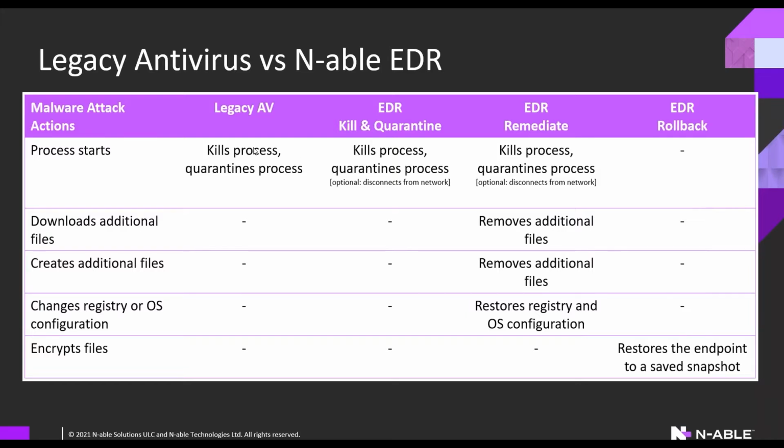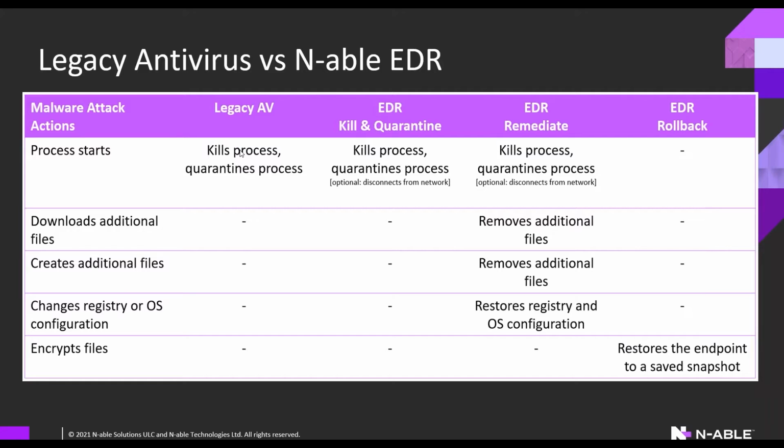With standard AV, something happens, it detects it, it kills the process, quarantines the payload files, and you get a notification. That's it, that's all that happens. That has been traditional AV behavior since we've had AVs. So that's where it stops.